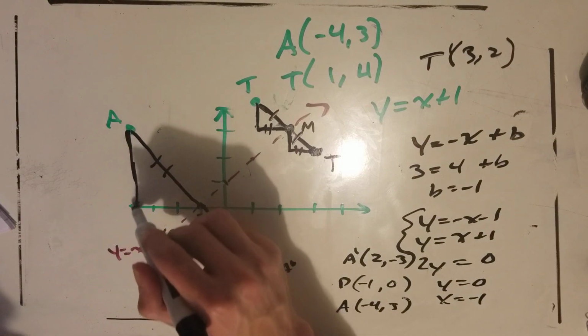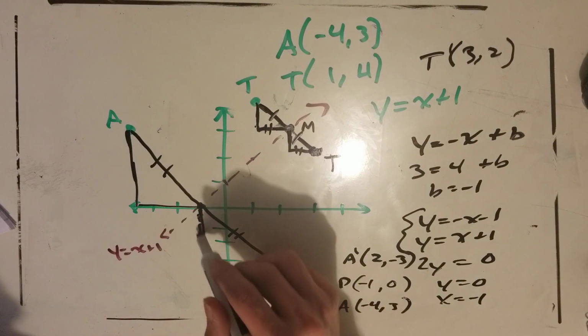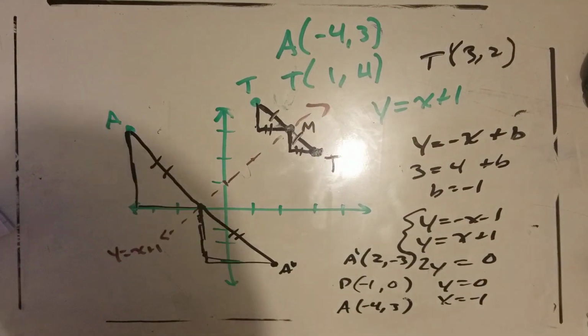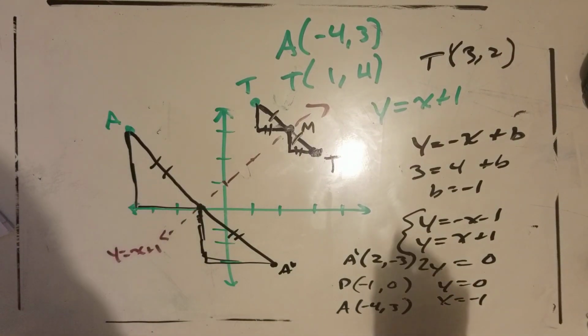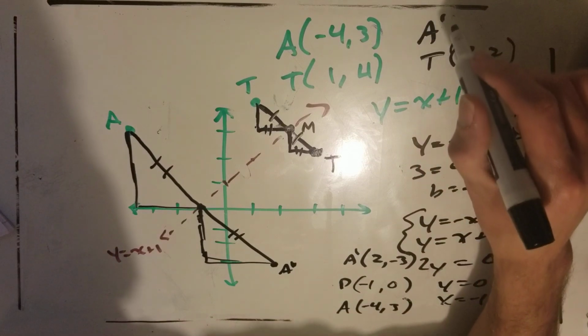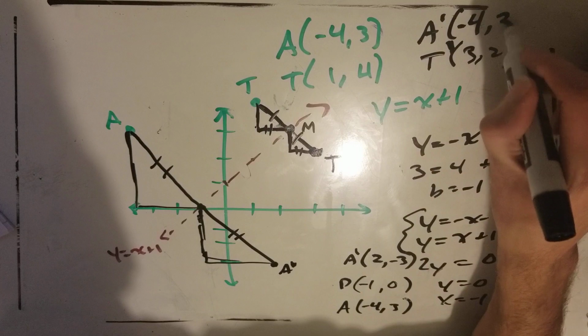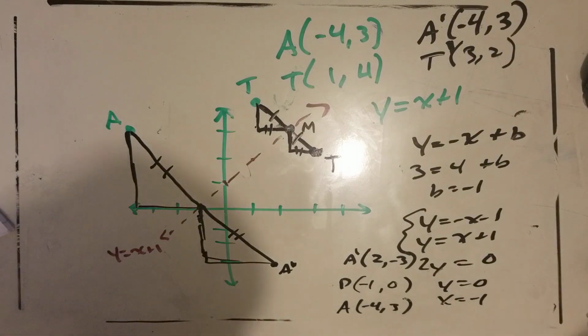Again, you could make these little right triangles so that they're two congruent triangles, because then your hypotenuses will be congruent to one another. But for A prime, I like the midpoint as well. A prime would be -4, 3. And you're all done.